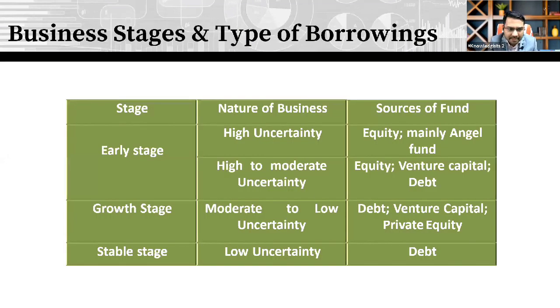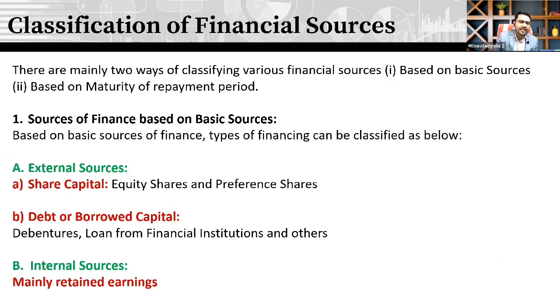Clear? So, stages of business: in the early stage there is high uncertainty in business, so you arrange funds from equity or mainly angel funds. When moderate uncertainty is there, then venture capital or debt can be a source of funds. In the growth stage: debt, venture capital and private equity. In the stable stage, there is low uncertainty, so you can issue debt instruments like bonds and debentures. Clear?